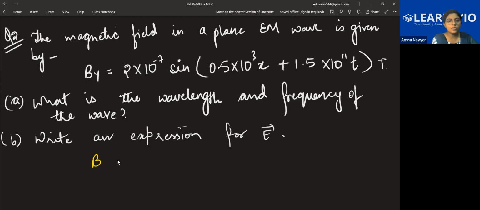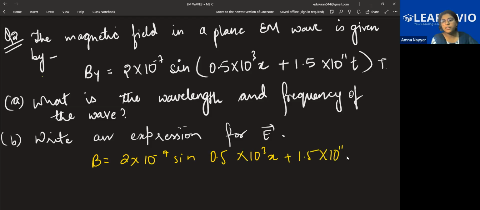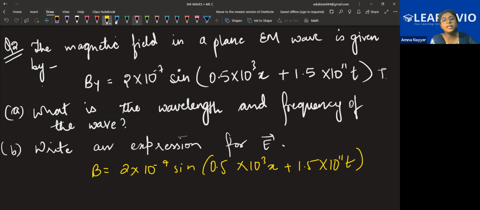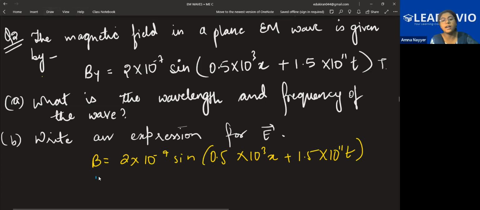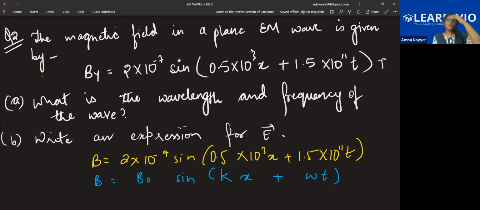This is saying B is equal to 2 into 10 to the power minus 7 sine of (0.5 into 10 to the power 3 x plus 1.5 into 10 to the power 11 t). So you have to write the main equation. Main equation means the equation which we studied: B is equal to B naught sine of (k x plus omega t). Look here, this is the same equation.